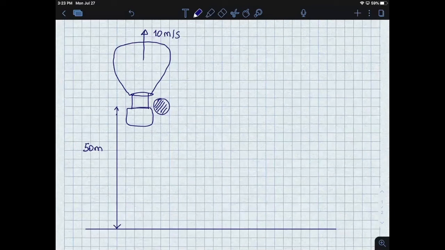In this video, we'll go over a problem involving free fall. The problem statement says there is a hot air balloon that is moving upward at a speed of 10 meters per second, and at the instant when it is 50 meters above the ground, a ball is going to be dropped from the hot air balloon. And the problem asks, what is the maximum height that the ball is going to reach after being dropped from the hot air balloon?